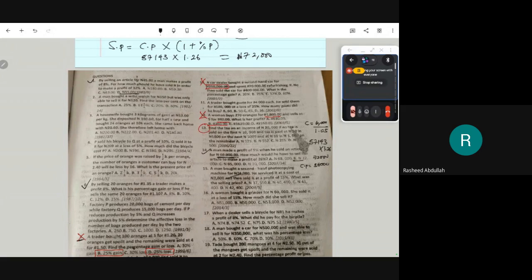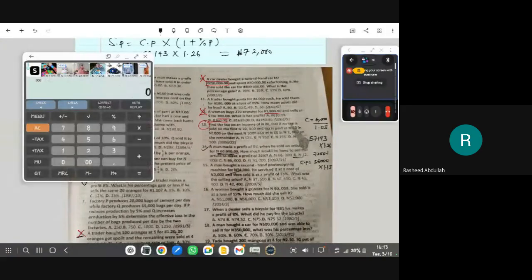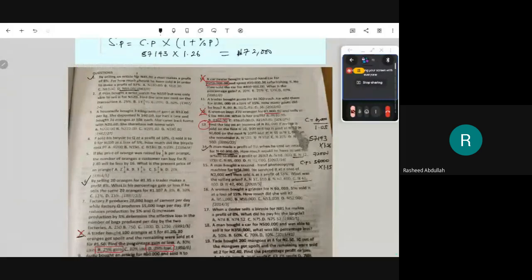It made a profit of 15%. See it as 0.15. Now add 1 to it, 1.15, and multiply it by the cost price. Because we are looking for selling price, we multiply. If we are looking for cost price, we are going to divide. Do you understand? So 36,000 times 1.15 gives us 41,400. Option C. Is that clear?